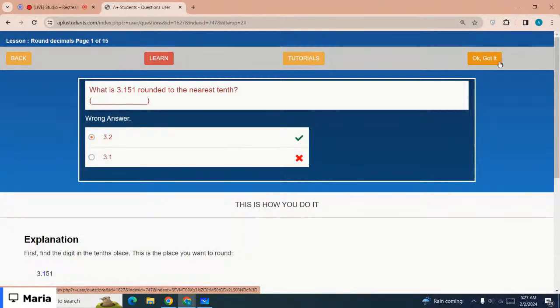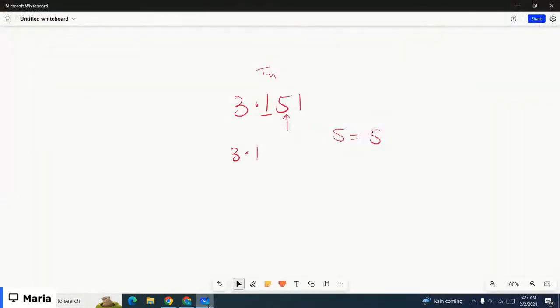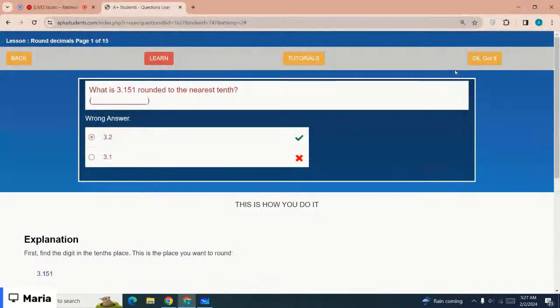Yes, 3.2 it is. Sorry. When the next digit is equal to 5 or greater than 5, you have to round up. Round up means you need to add 1 to the digit you have to round off. That would be 3.2. The correct option is 3.2, not 3.1. Got it? Option 1 is the correct option.